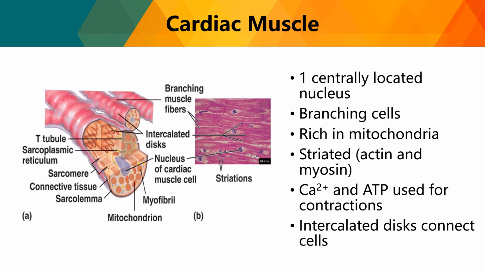The cardiac muscles, first, from what we have already learned before, have one centrally located nucleus. These are branching cells. They are rich in mitochondria. They are striated with actin and myosin. Calcium and ATP are used for contractions, and they also have intercalated discs that connect your cells.